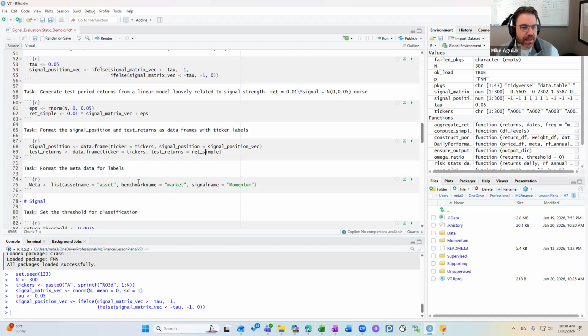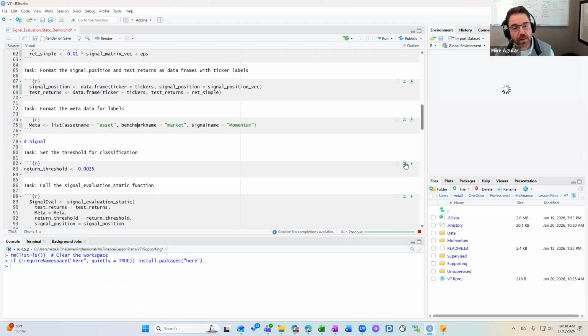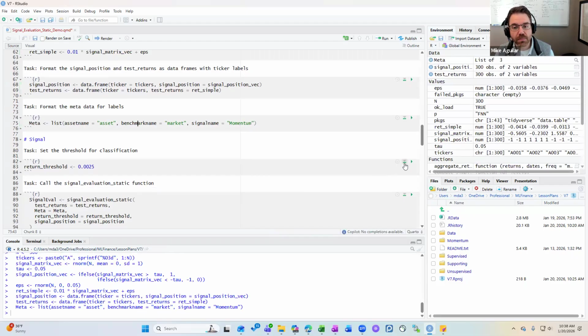We'll have some metadata, and in fact, the benchmark name isn't even really needed. I can get rid of that. And then we'll start embedding that into the signal. Now, if you don't remember, what you can do is hit that little upside down play button to run all the chunks above.